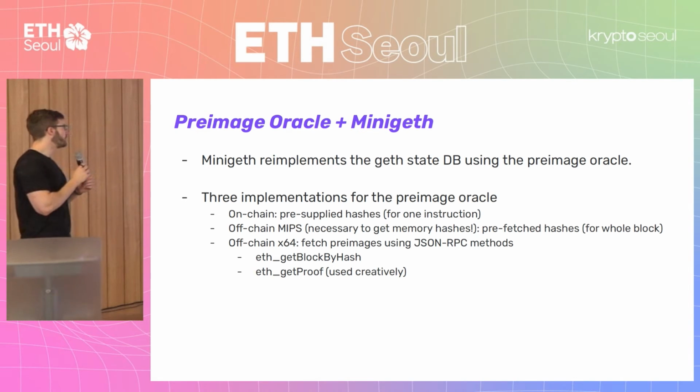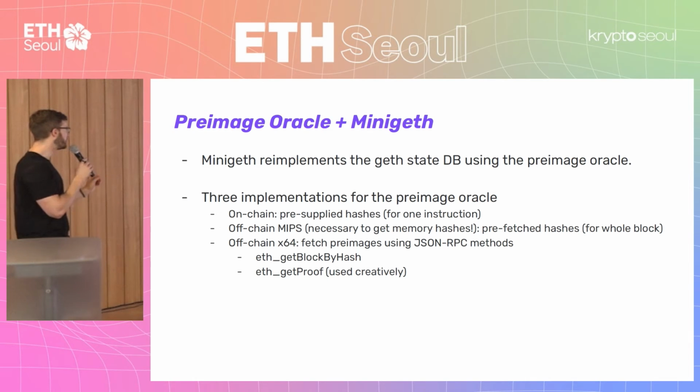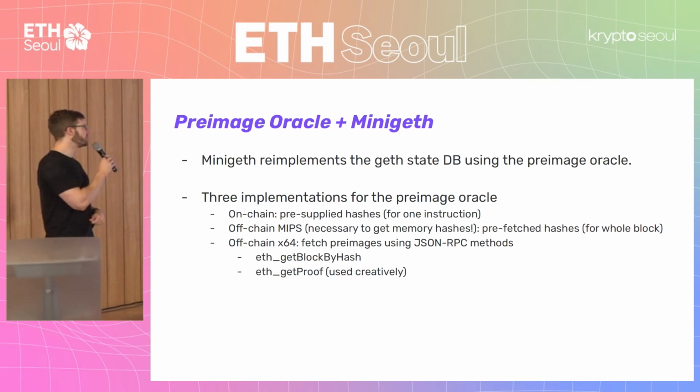And we actually have 3 implementations of the preimage oracle, and this is where it gets a little bit tricky. It's implemented on-chain, and this is used for the single-step execution. And on-chain, we simply submit the preimages and store the hash to preimage mapping. Very simple. We also have one implementation of this in that we compile to MIPS, and this one is necessary.